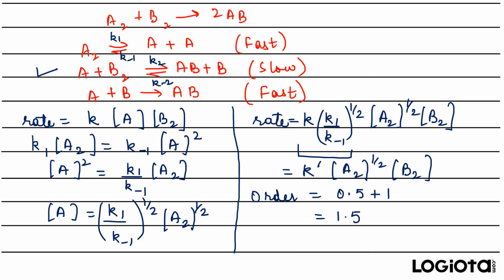I hope this thing is clear to you. You just need to keep two things in mind which I told you: you need to consider the slowest step, and the second thing is that the intermediate should not be involved in the rate determining step, or you can say the rate law.